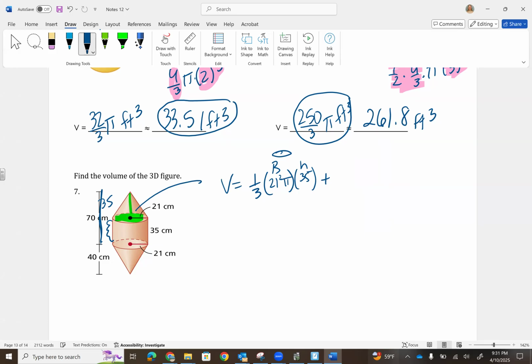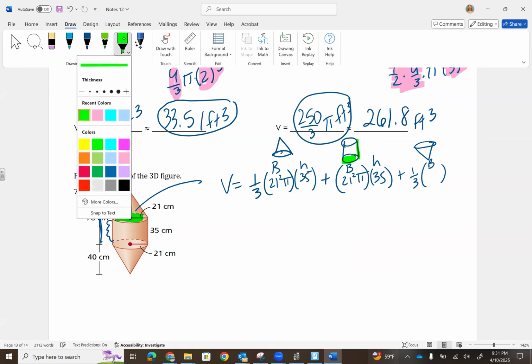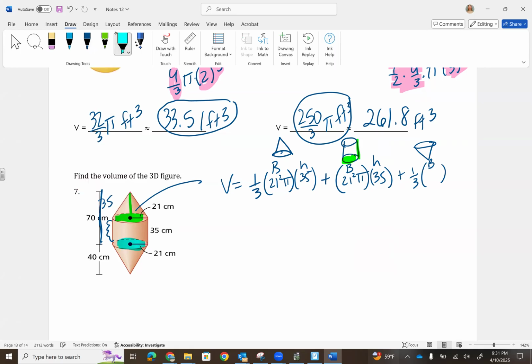Plus, okay, that's going to be the top cone. Then we have to find the volume of the cylinder in the middle. That's the area of the base, which is a circle, times the height. The height there is 35, and the area of the base would be 21 squared pi. And then the bottom is going to be 1/3 the area of the circle, this part here, 21 squared pi, and then the height here looks like 40.